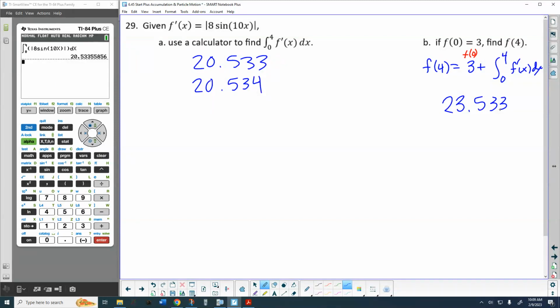A lot of times start plus accumulation problems are calculator active, so you often are just evaluating the integral in your calculator. It's possible it's not. There's ones we can do by hand, but a lot of times it is. Last year in the free response, they had a start plus accumulation calculator problem for one of their free responses.